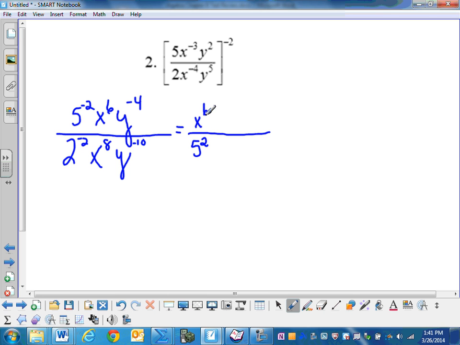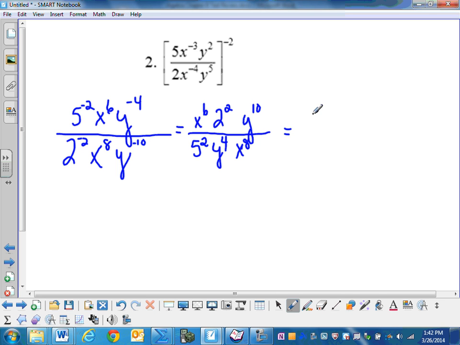X to the 6 stays. Y to the negative 4 moves. Here I'm working in the denominator. 2 to the negative 2 is 2 squared. And x to the 8th can stay. And y to the 10th moves to the numerator.